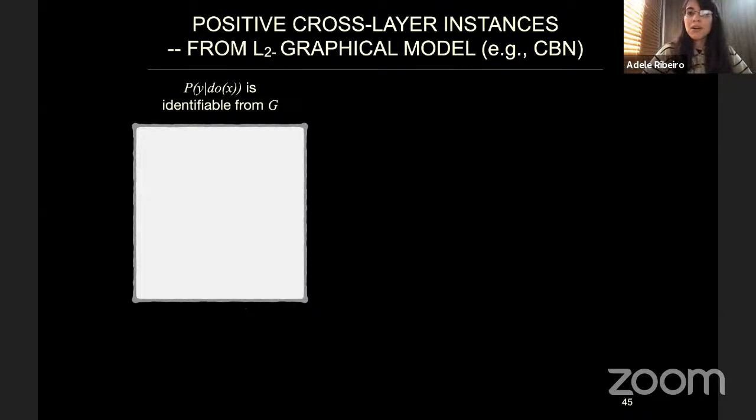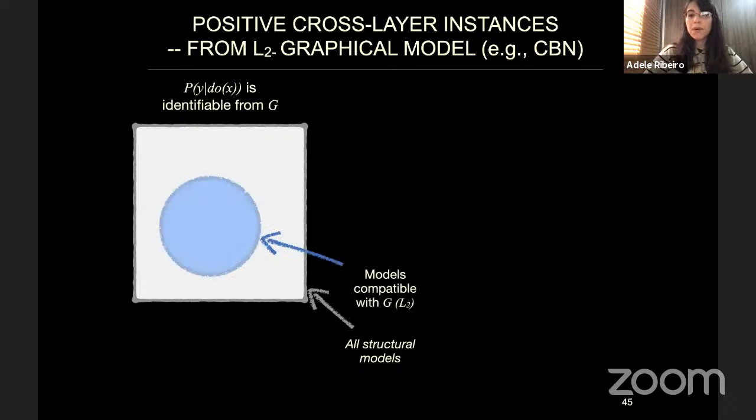What does this mean? Suppose this is the space of all the possible structural causal models. So it's a huge space here. Then we have all the models that are compatible with the causal graph G, right? One of the inputs is the causal diagram, so we can select just those models that are compatible with the causal graph G. Now we also have the probability distribution, the observational distribution. So there is another part of the space here where we have the models that are compatible with the observational distribution. So we are talking here about the intersection. Our model lives in this intersection.